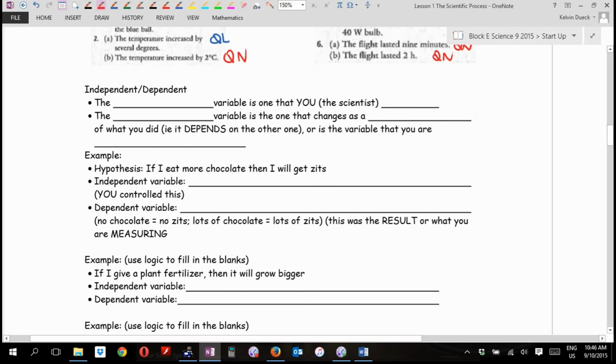Okay, let's go back to independent and dependent. So the independent, can I fit that in here? I don't think I can. No, it's going to be too big. I'll have to handwrite it.